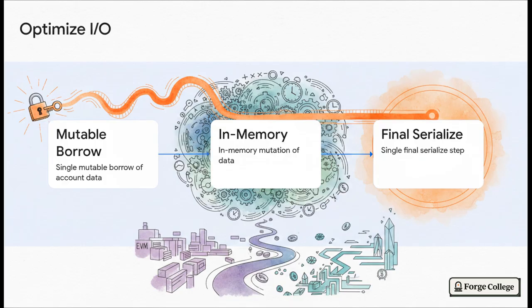Perform a single final serialize to write that newly updated state back to the buffer. By avoiding those repeated buffer traversals, this one simple structural change can literally save you tens to hundreds of compute units per instruction. Honestly, it's a real game changer. It is the lowest effort, highest impact optimization you can possibly make.